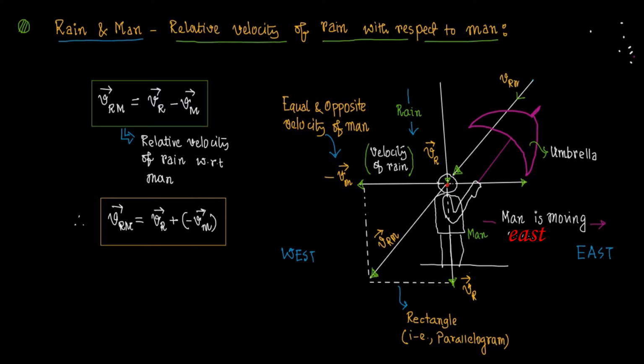The rain will appear to fall from this direction with the relative velocity vector Vrm, and to protect himself, the man has to hold his umbrella at an angle phi east of vertical. Here we can write in the diagram that the man has to hold his umbrella at an angle phi east of vertical.